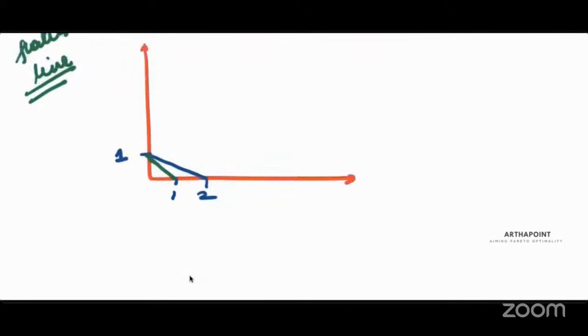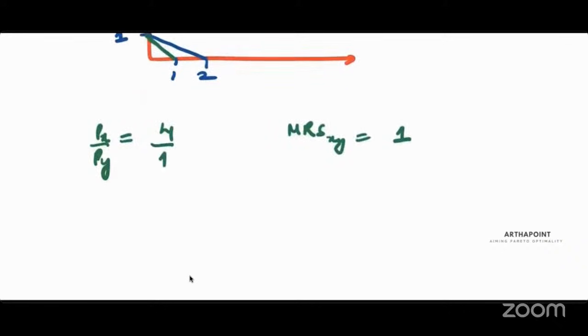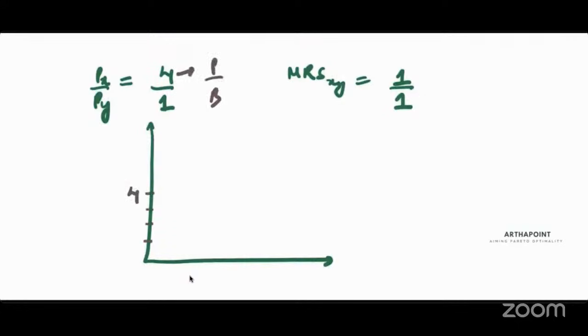Suppose we take the other way around. Let's say that Px by Py is 4 and MRS XY is 1. Then 4 means 4 by 1 and 1 means 1 by 1. So how do I draw this budget line? It is 1, 2, 3, 4. Perpendicular is 4, it's always perpendicular by base. Base is 1. So this is my budget line.